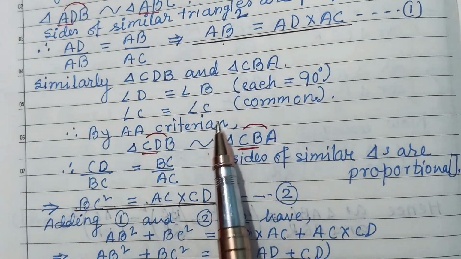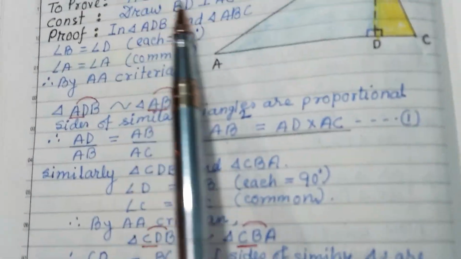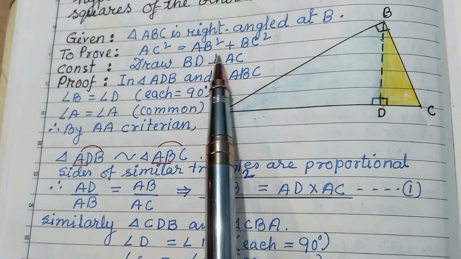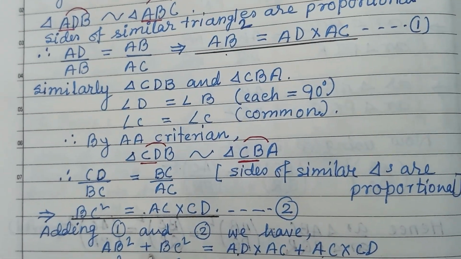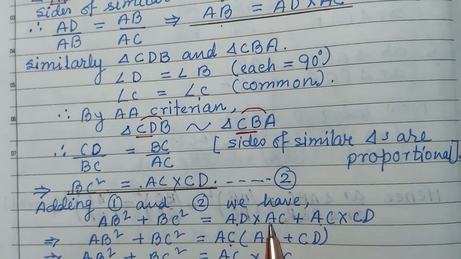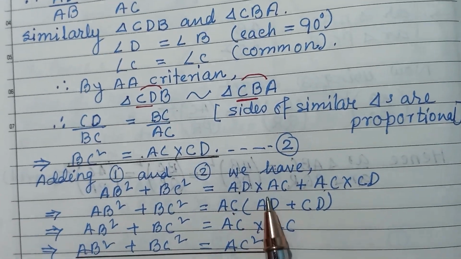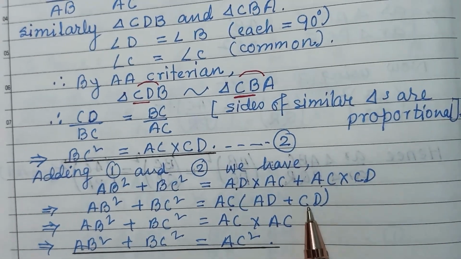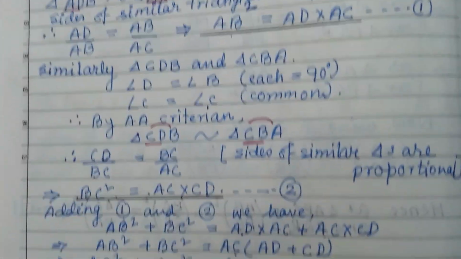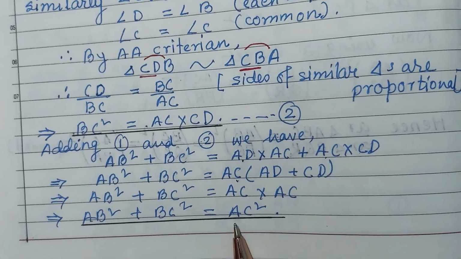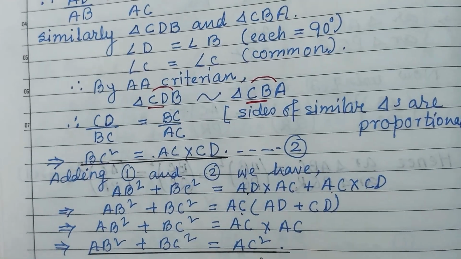By adding the first and second equations, because the relation has AB square plus BC square, we have to add them. So adding the first and second relation, AB square plus BC square is equal to AD into AC plus AC into CD. Take AC as common on this side. So AD plus CD, in the figure you see AD plus CD is equal to AC. So you can write AC into AC, AC square. So AB square plus BC square equals AC square. This is the proof of the Pythagoras theorem.